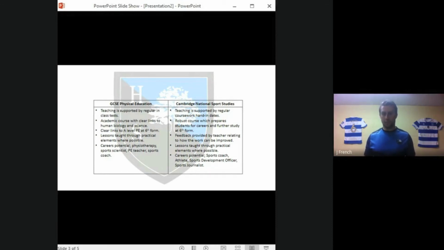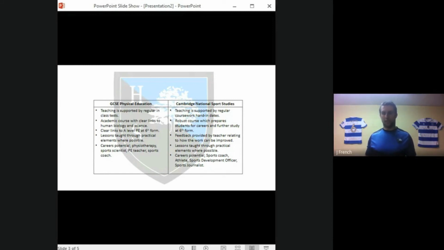The Cambridge National teaching is supported by regular coursework hand-in dates. So you know that 75% of your overall qualification is based on your coursework. So if you're someone that doesn't like the exam process, you don't necessarily like the stresses of the exam, potentially the Cambridge National is one for you. It's a robust course which prepares students for further study and careers.